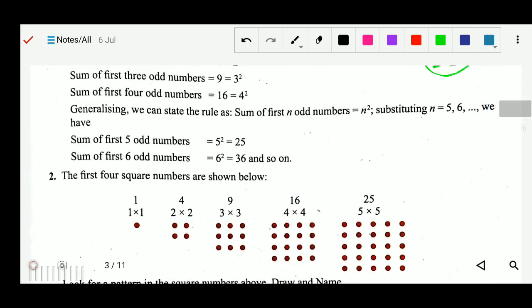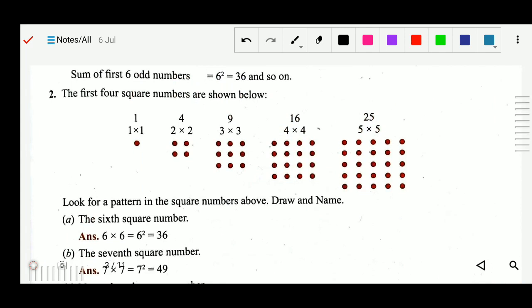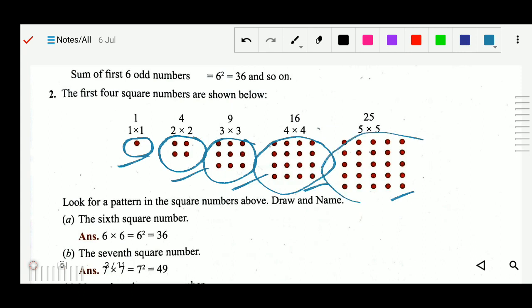You can see here also about these dots. Here you can see one dot, 1 into 1; here 4, 2 into 2; 3 into 3; 4 into 4; 5 into 5. So likewise this pattern is increasing. Next will be 6 into 6, then next will be 7 into 7. So this is called generalization.